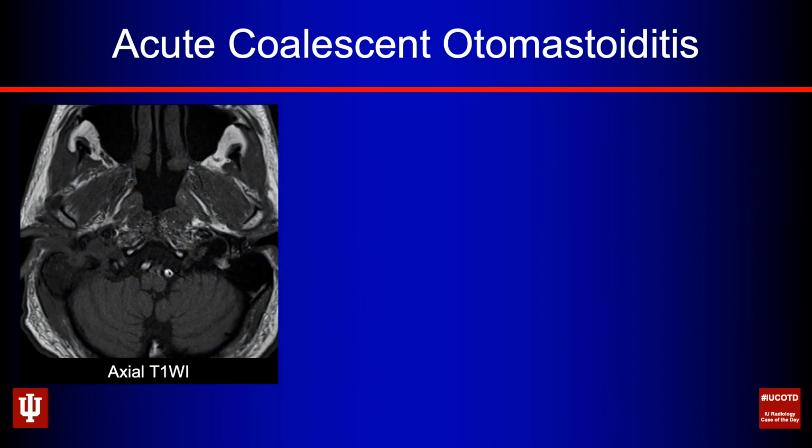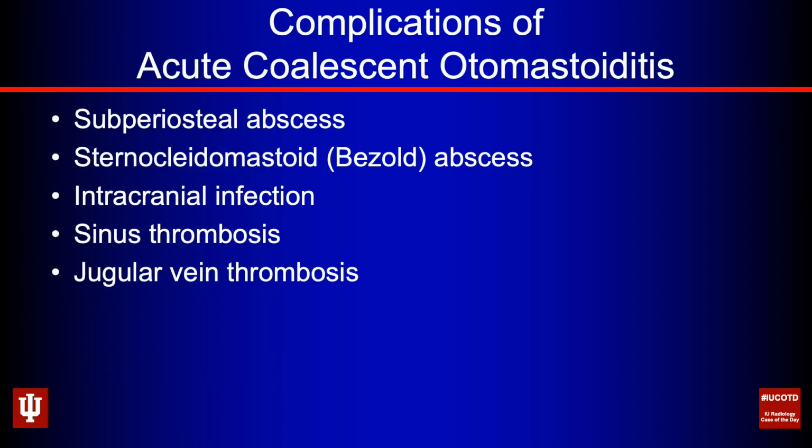So here's a patient with acute coalescent otomastoiditis. We have a T1 weighted axial pre-contrast image. We know it's pre-contrast. Okay, now let's talk about these complications, and there are a handful, and these are all critical things that you need to be aware of. The first is the subperiosteal abscess.